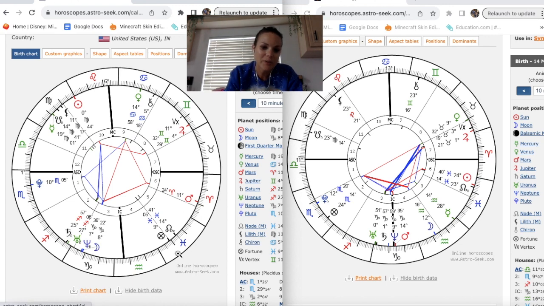And down here we see person 1's North Node in retrograde is here. So that tells me that person 1's soul growth, their soul purpose in this life, is to create some kind of spiritual relationship, okay?